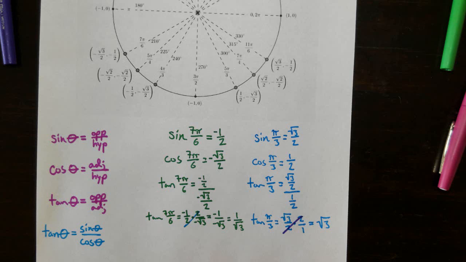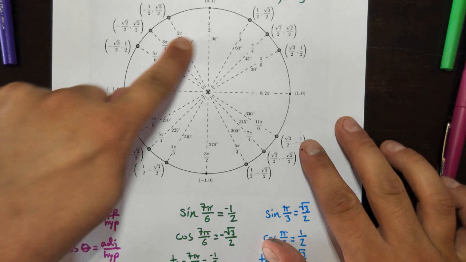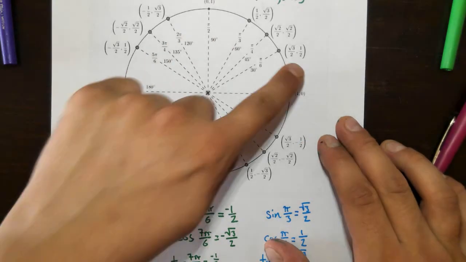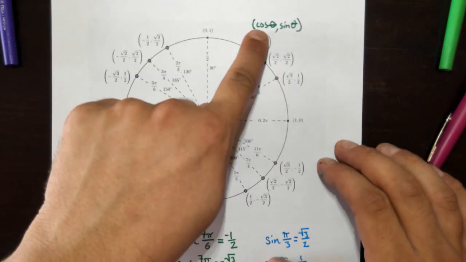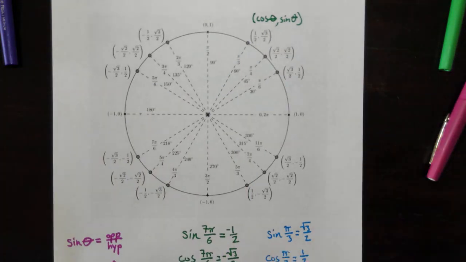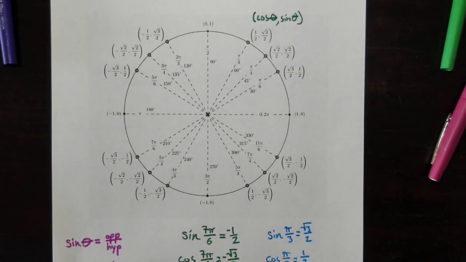So that's how we find sine, cosine, and tangent from the unit circle. Our inputs are in here, and our outputs are on the outside, where cosine is first and sine is the second one.